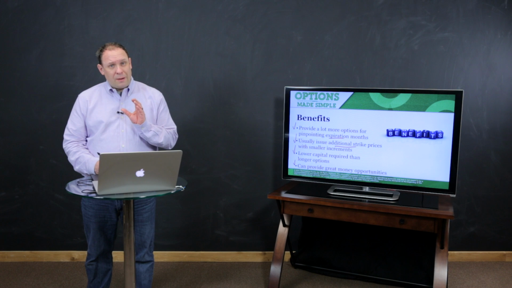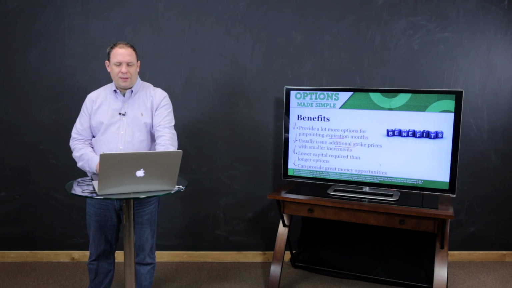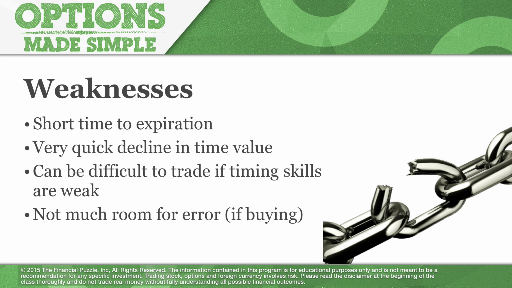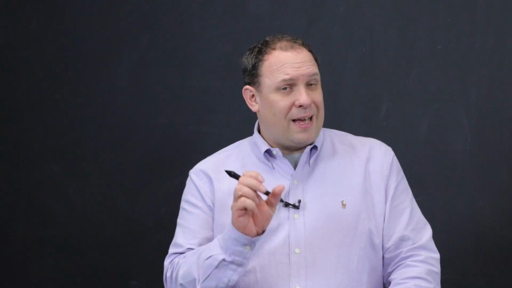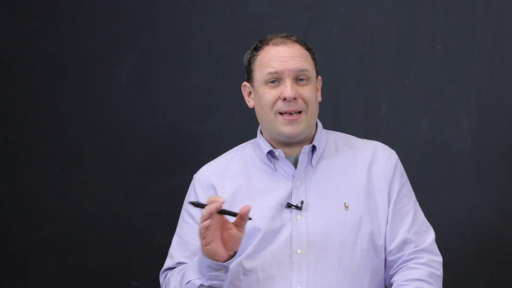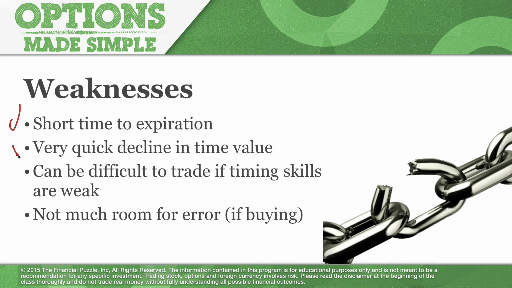Now, while there's a lot of benefit to weeklies, there is a death wish wrapped up into the weeklies, and I want to remind you about that. That's the big weakness. The weakness is that there is a short time to expiration. There's not much time in this option. And as we learned in the last class, the time value can decay really, really fast, especially as you're getting into expiration. And so since it can decline very quickly, if your timing skills are a little bit weak, weekly options are probably not the option that you want to be trading.